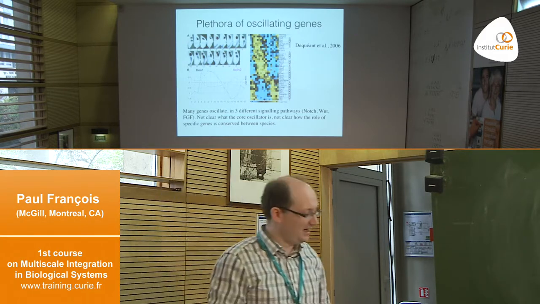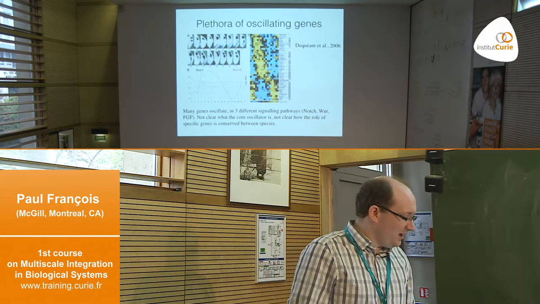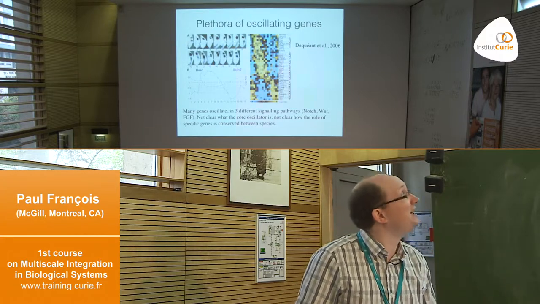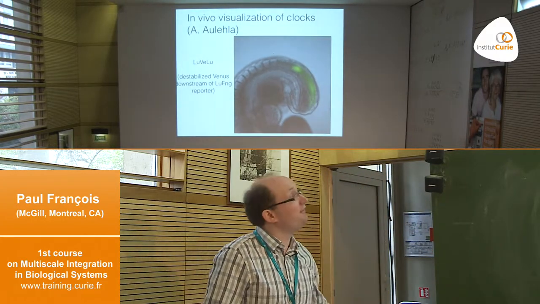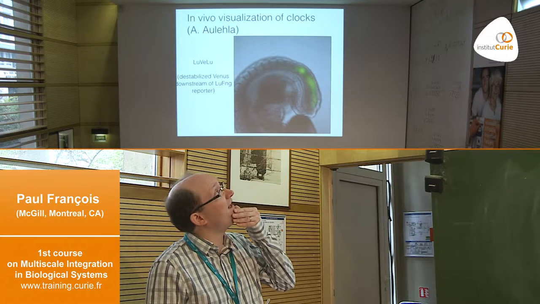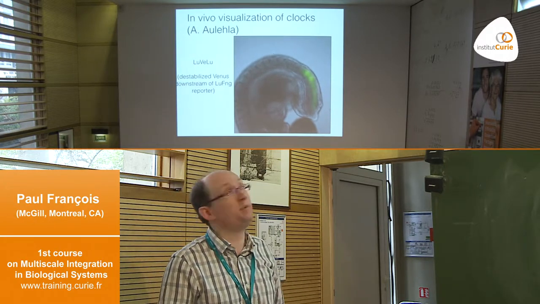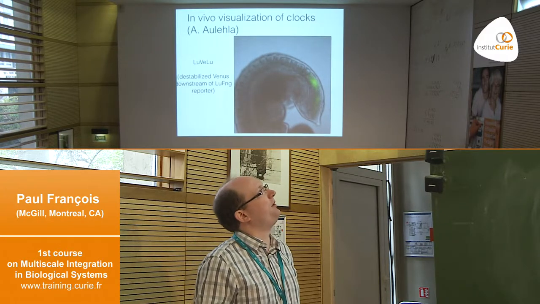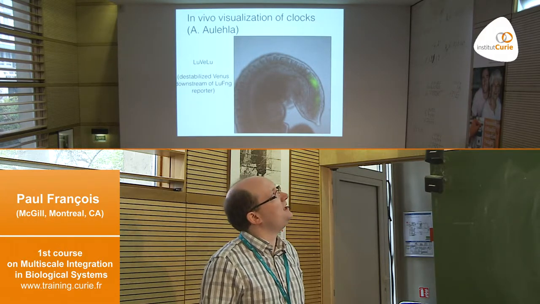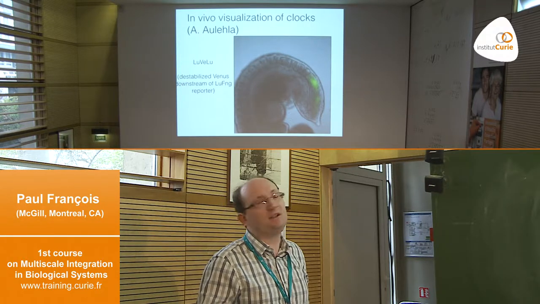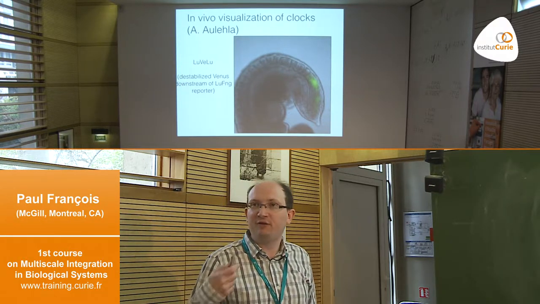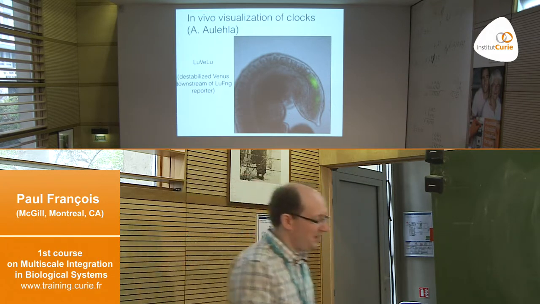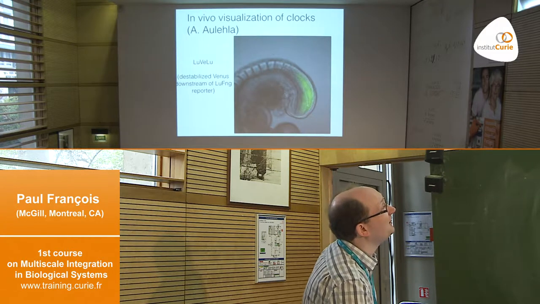So that was like 8 years ago. That's just in terms of phenomenology of oscillation. Now what you can do is look, in real time, at embryos developing. That's a movie from 2008 from Alexander Aulehla when he was a postdoc in the Pourquié group. This is what is called a Luvelu reporter. Luvelu is basically a destabilized Venus, which is downstream of a lunatic fringe reporter. Lunatic fringe is a gene which is well known to oscillate very well, giving you a very nice oscillatory pattern. Let me show you this movie again.